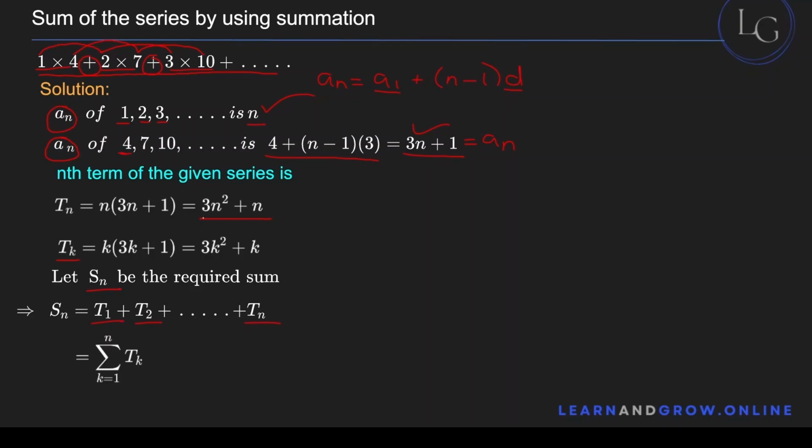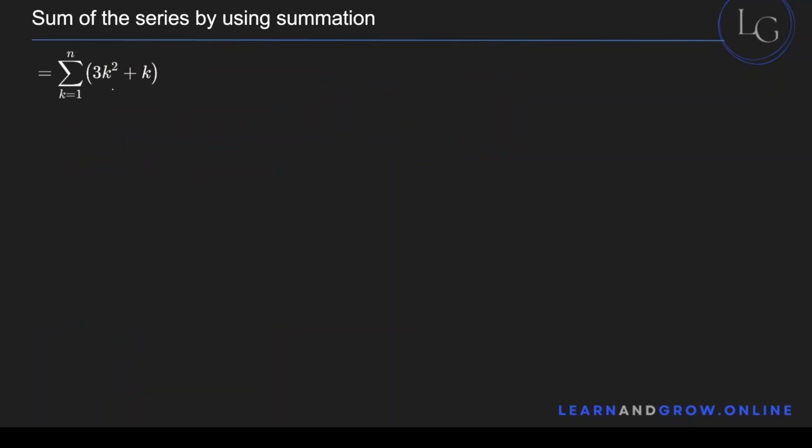And that can be put in this summation notation. So Tk from k is equal to 1 till k is equal to n. And then we have to find the final expression for Sn. And how do we do that? Well, you remember that Tk was equal to 3k square plus k. And now this summation can be applied on 3k square and k separately, and they will be added. So this is what you'll do.